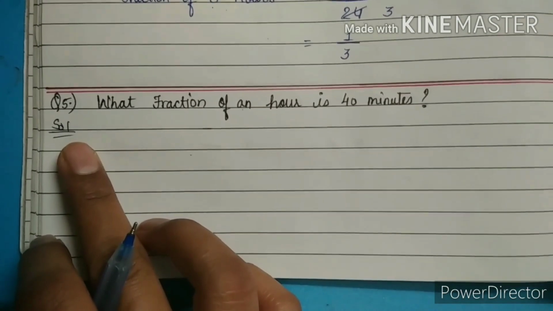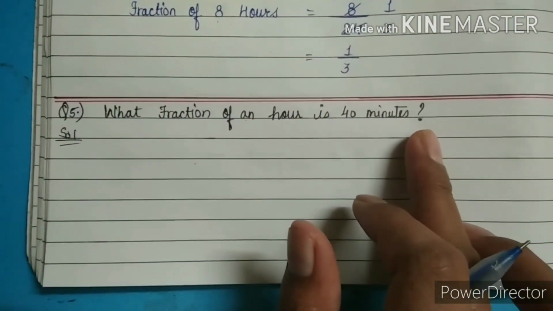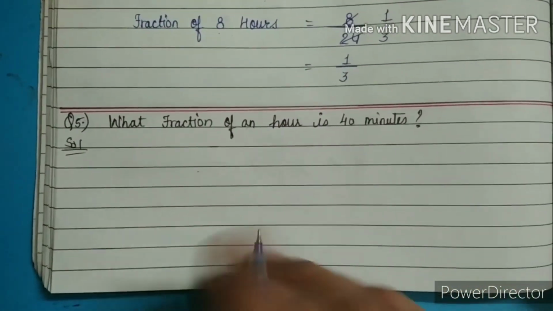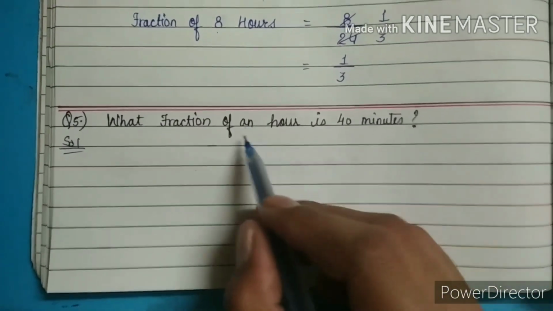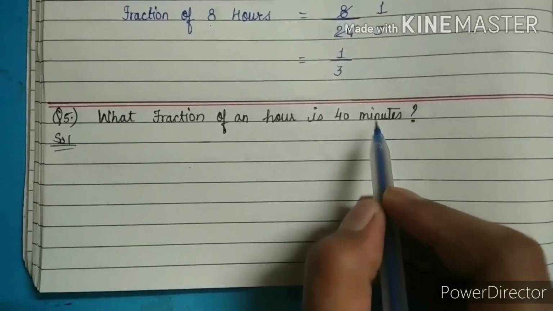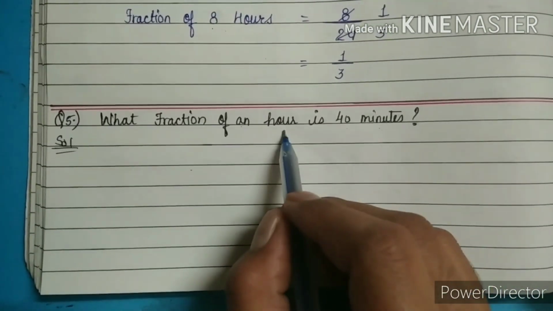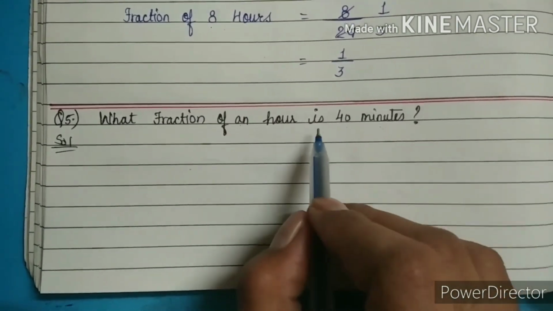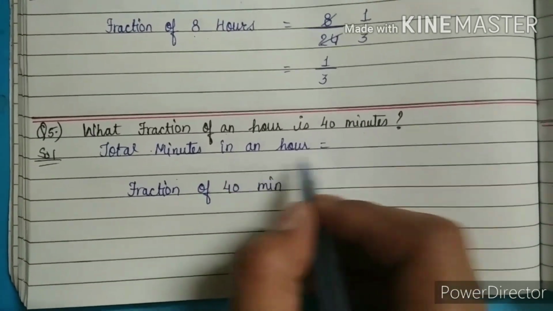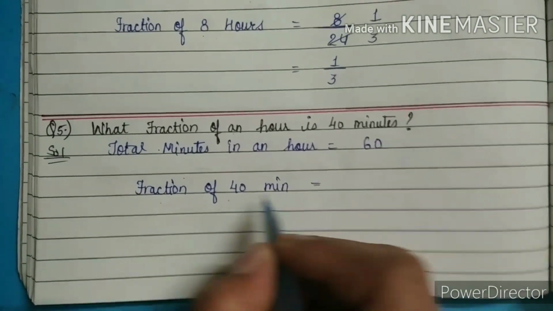Now question number 5, what fraction of an hour is 40 minutes? Okay, so this question is the same as question number 4. It is asking what fraction of an hour is 40 minutes. Here we have minutes, so we have to take the value of an hour in minutes. So in 1 hour, how many minutes are there? Total 60 minutes. The total minutes in an hour is 60 and the question is asking for the fraction of 40 minutes.